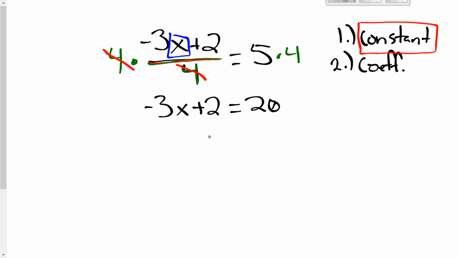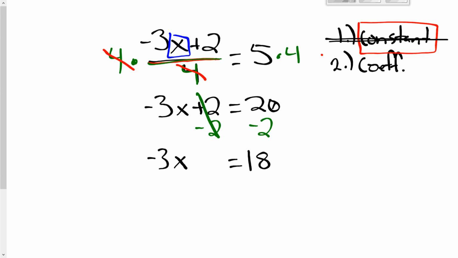How do we get rid of the plus 2? Well, that's with the subtraction property of equality. We're going to take away 2 off the left side and take away 2 off the right side. That'll leave me with negative 3x equals 18. Again, 2 minus 2 is a 0. We don't really have to write that there, so we just leave it blank. And now we've gotten rid of the constant.